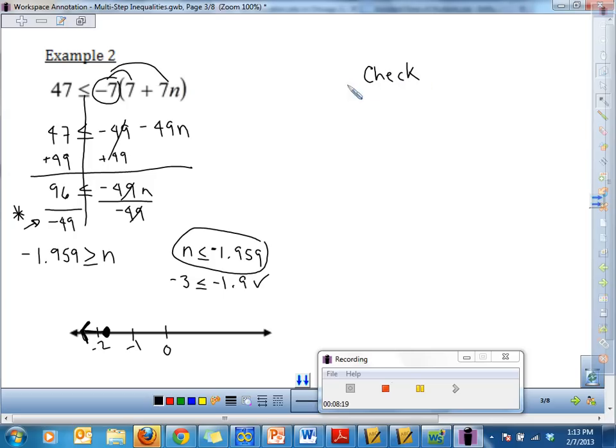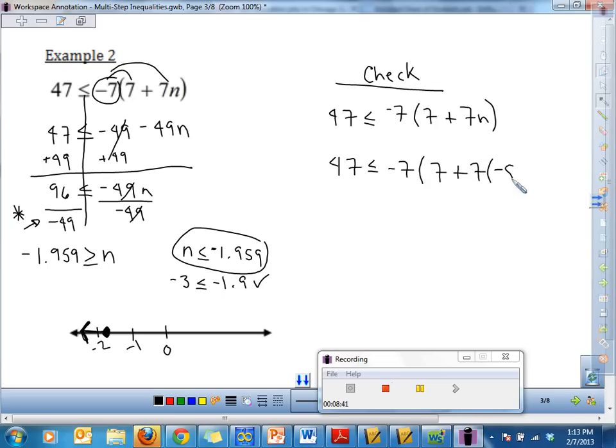Well, let's check it. Let's rewrite our original inequality. We had 47 is less than or equal to negative 7, and in parentheses 7 plus 7n. Let's pick a number that would fall in our shaded area. Let's pick a number like negative 5. So let's see if that works. Is negative 7 times 7 plus 7 times negative 5? Because we said, what if n was negative 5?